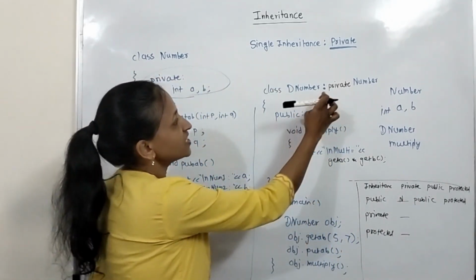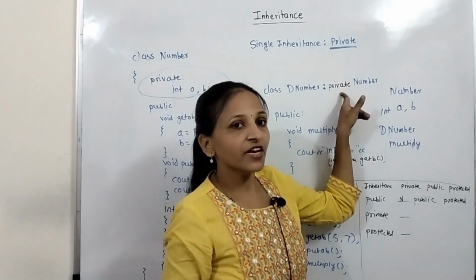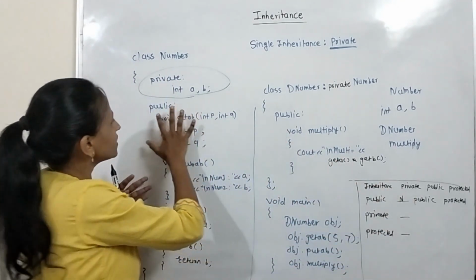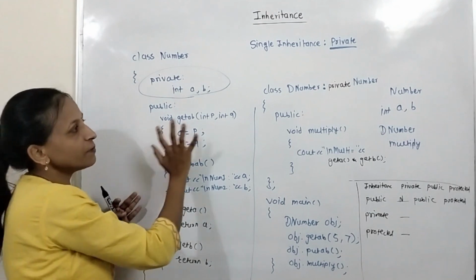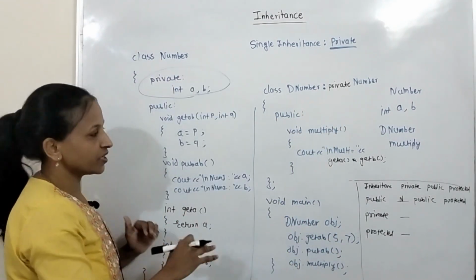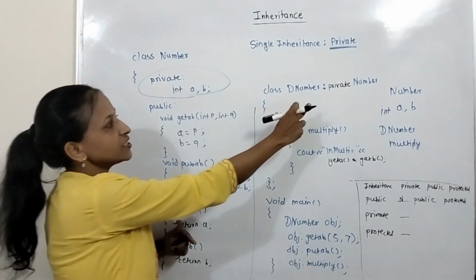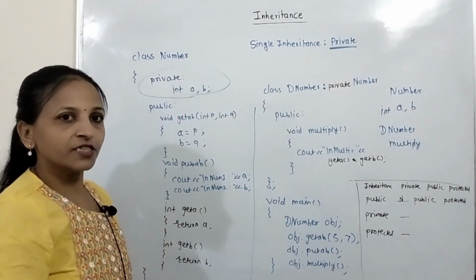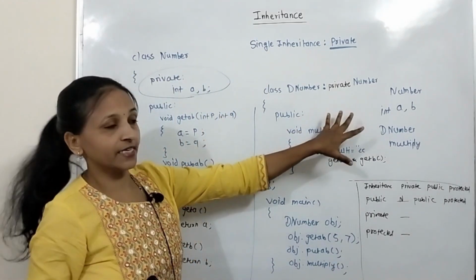Now next, if this visibility mode is private, then what will happen? Private is not inheritable, and any public or protected member that is there will become private here. See what will happen here in this case, that I am going to explain. Only keep in mind, if this visibility mode is private, then private is not accessible, that we have already seen. In all cases private is not accessible, meaning not inheriting.